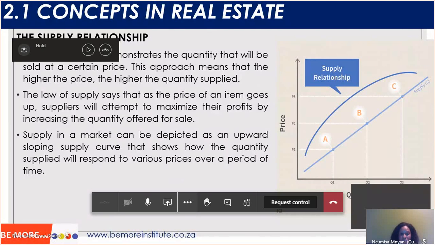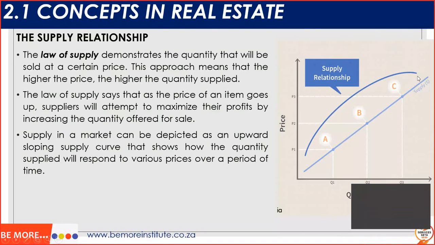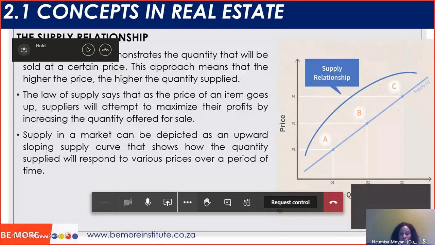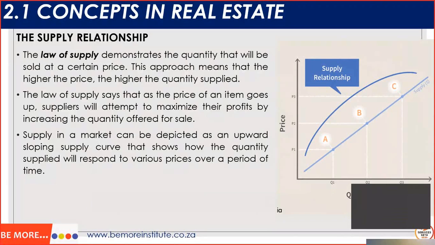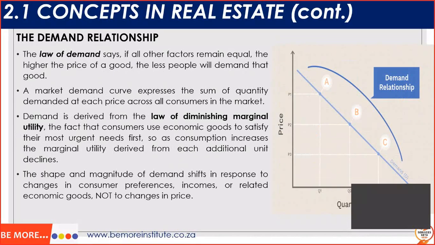Supply in a market can be depicted as an upward sloping curve, as we can see in here, which shows that the quantity supplied will respond to the various prices over a period of time. Does this make sense? Anyone has a question on this particular concept before we move on? Okay. The next concept that we'll be looking at is the demand relationship.